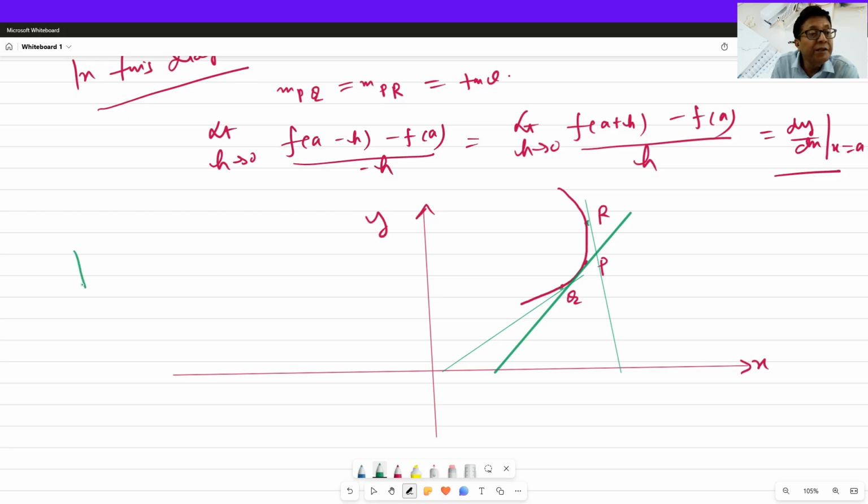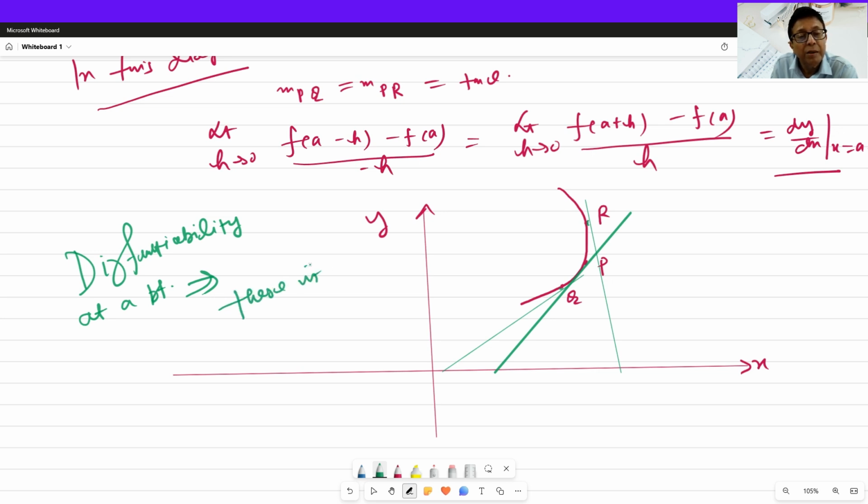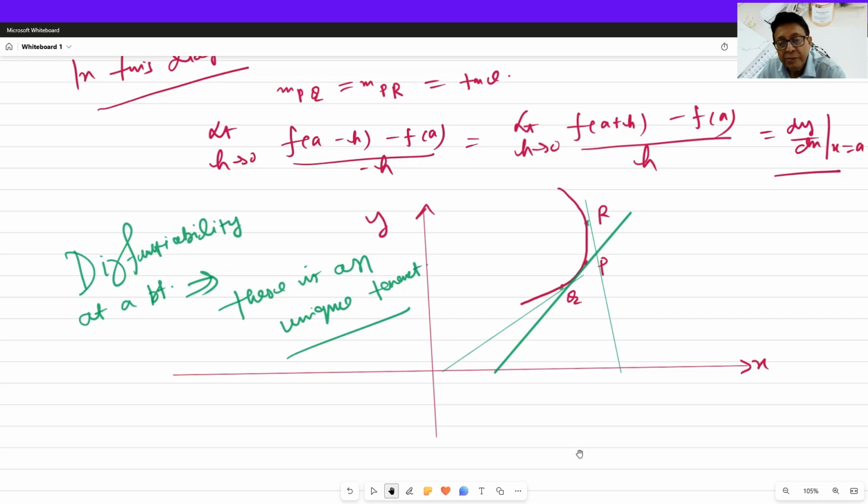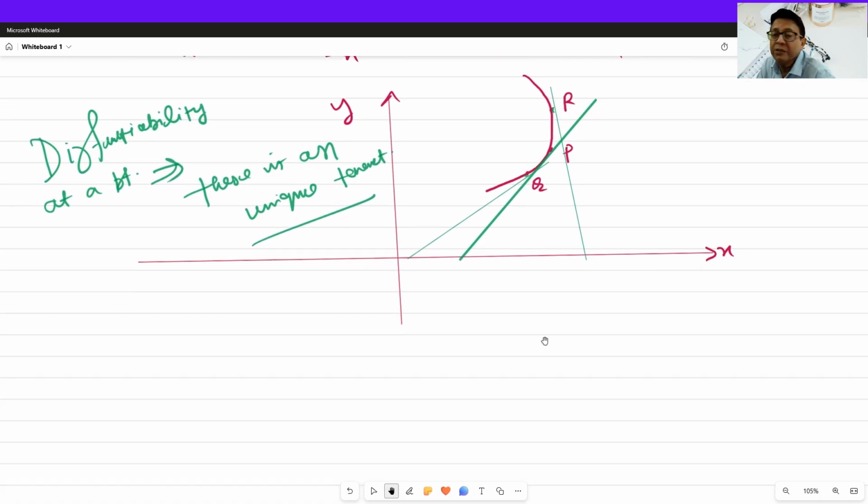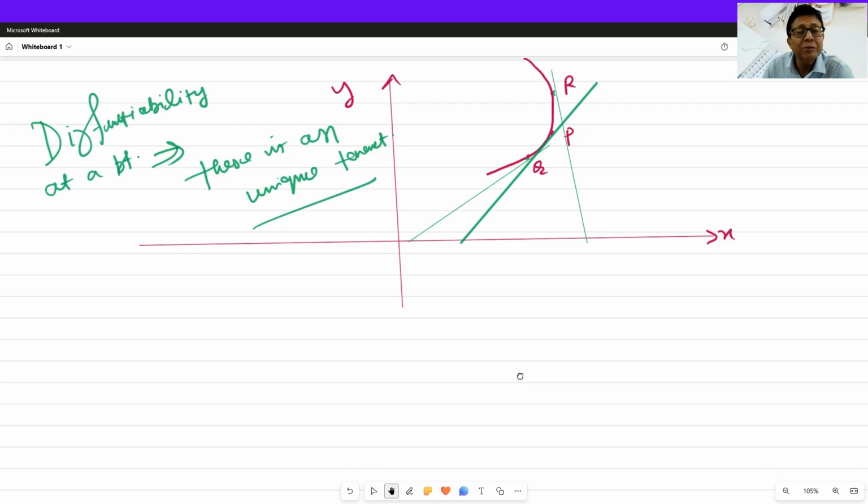So, differentiability at a point implies that there is a unique tangent. Two tangents are not possible. Differentiability at a point means two tangents are not possible, there will be a unique tangent. It solves many problems.